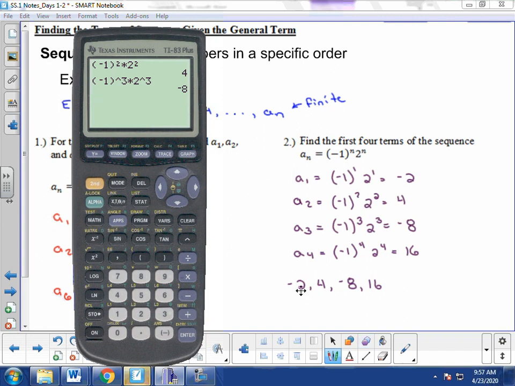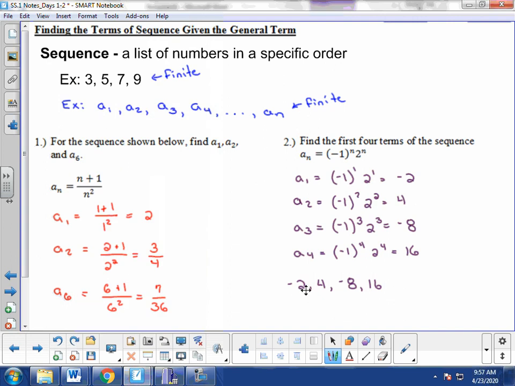So if this were to be a finite sequence and we only wanted 4 terms, here's our 4 terms. But maybe this is an infinite sequence. If this were the case, we could represent that by putting these 3 dots, meaning that you'd continue this pattern.